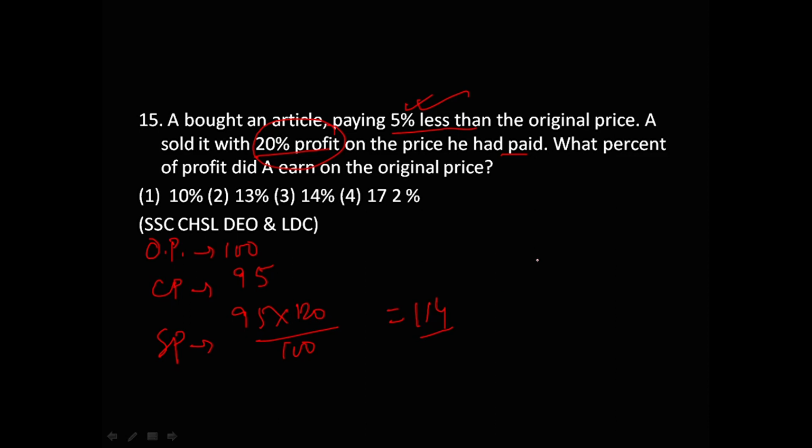Clear? Then the question is what percent profit did A earn on the original price? So what's the profit percentage or gain percentage? It is 14 on the original price, meaning 100, into 100, so it is simply 14%. Clear? It was an easy one.